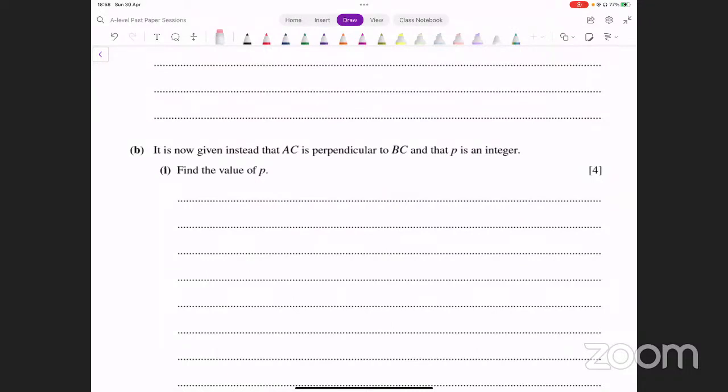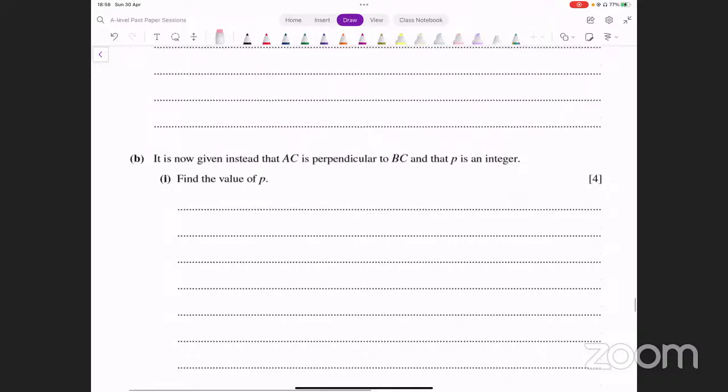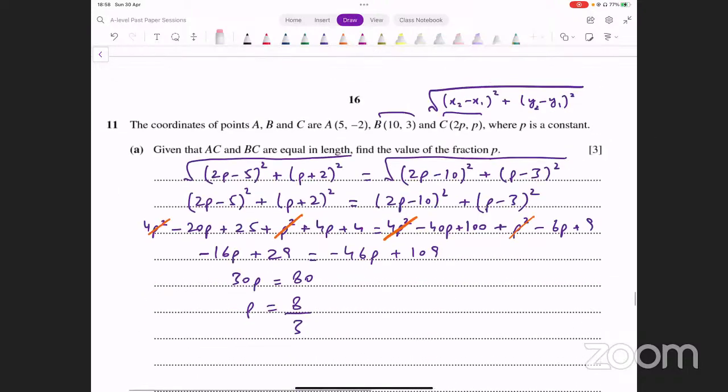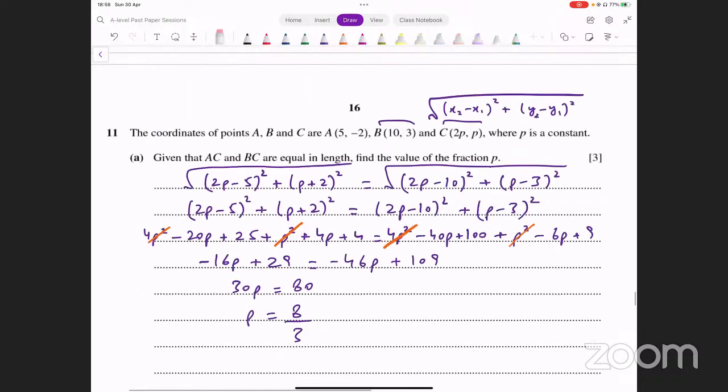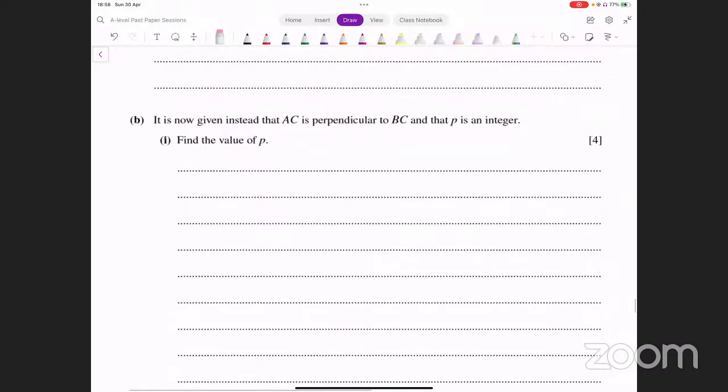Find the value of P. Okay. AC and BC are perpendicular. Okay. इसका मतलब क्या हुआ? उनके जो gradients हैं, उनका product is going to be equal to -1. Right? या फिर आप ये भी कह सकते हैं कि अगर आप एक gradient find करेंगे, दूसरा gradient उसका negative reciprocal होगा. Do it either way. दोनों gradients find कर लें पहले.